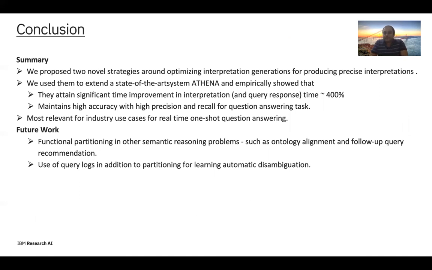So to conclude, we proposed two novel ways to deal with ambiguity in generating interpretations. Although it is tested with ATHENA, it's not very specific to ATHENA. These techniques can easily be applied elsewhere as well. We experimentally show that it gives a huge improvement in interpretation counts and time. And this is a relevant solution for the industry, where it is still fine to give the user that feeling of one-shot QA.